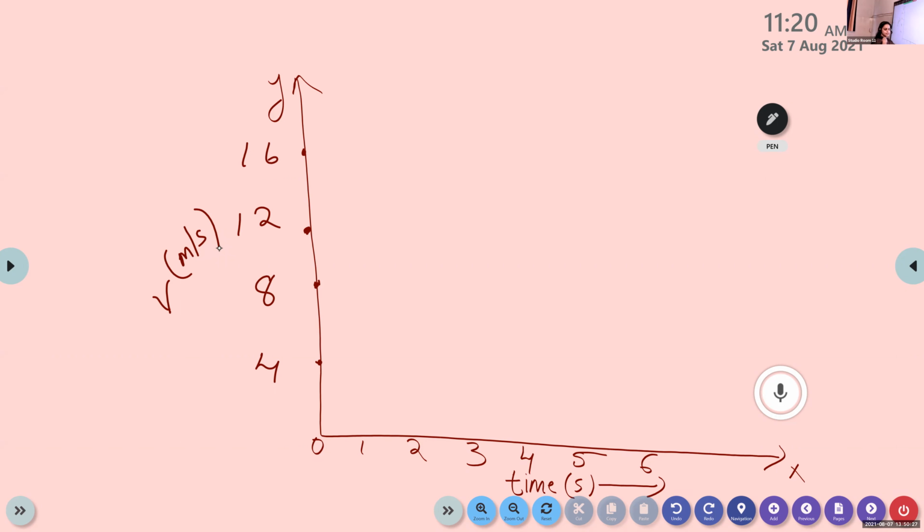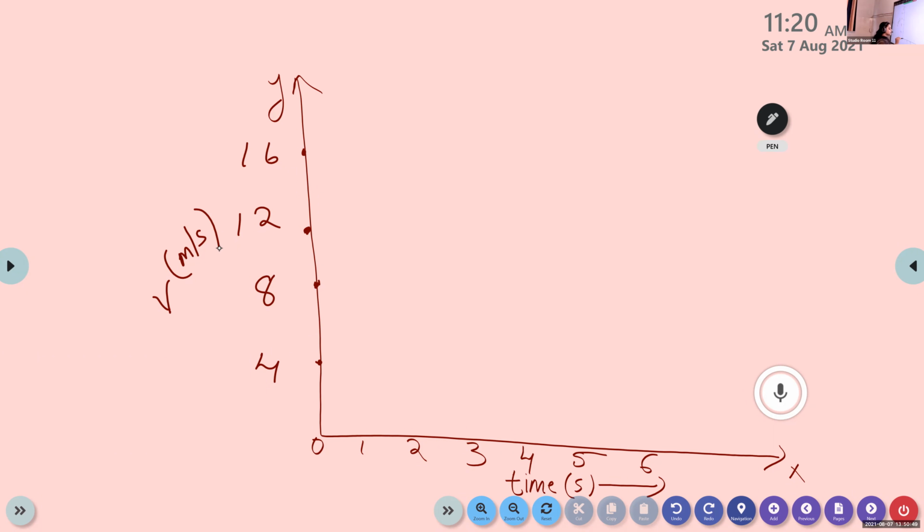Time is taken along the x-axis and velocity is taken along the y-axis. It is a velocity time graph. Since it is a velocity time graph, time is taken along the x-axis and velocity along the y-axis. Time varies from 0 to 6: 0, 1, 2, 3, 4, 5, 6. And the velocity is marked by the difference of 4.